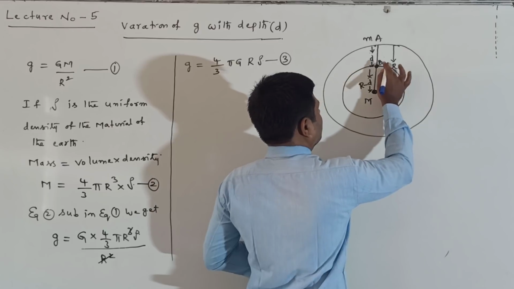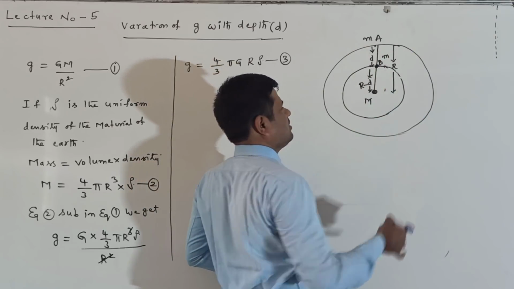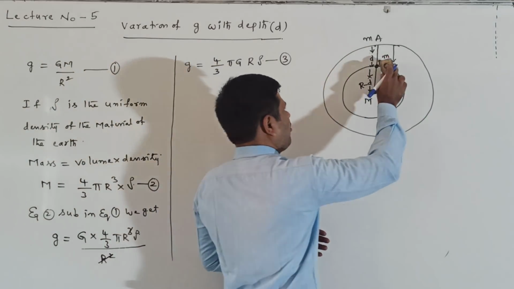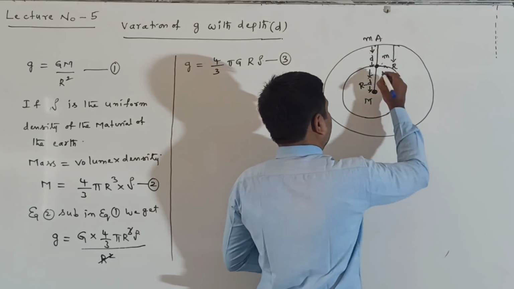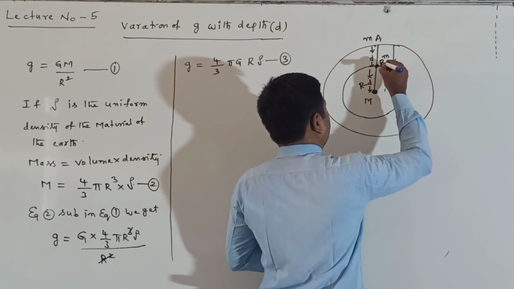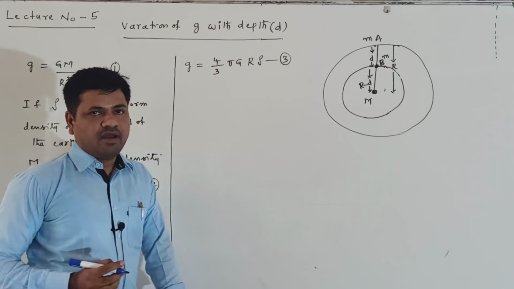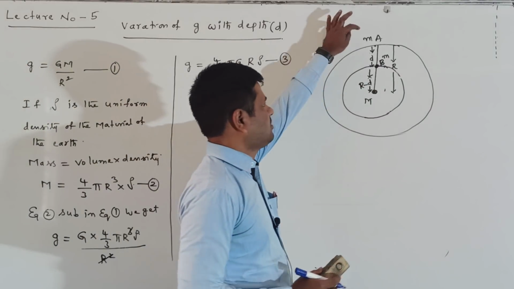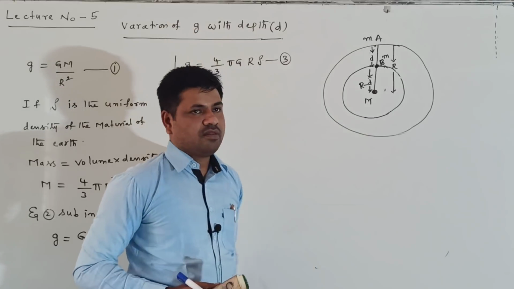This is the radius. Now this body has mass m, and it is taken to depth d. This is point A, and this is point B. I am taking it from point A to point B. How much depth here? Depth d.